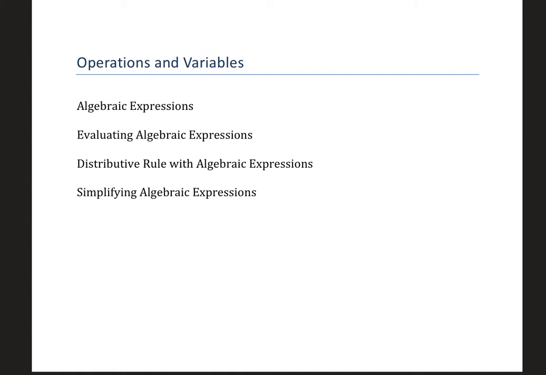First of all, an algebraic expression is an expression that includes variables, coefficients, numbers, and operations between them. An example is 3x squared plus 5x minus 1. Anything with different variables or a variable and an operation is considered a variable expression.